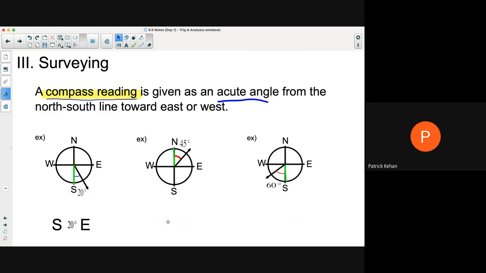So for this example here, starting at the north line, we're rotating 45 degrees to the angle here, and that's in the direction of east. So this would be north 45 degrees east. And then for the last one, starting at the south line, 60 degrees towards the west. So that would be south 60 degrees west. So these are compass readings. And then we'll get into some application in a second here.